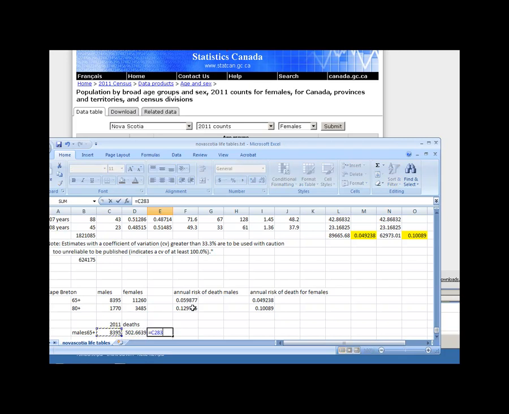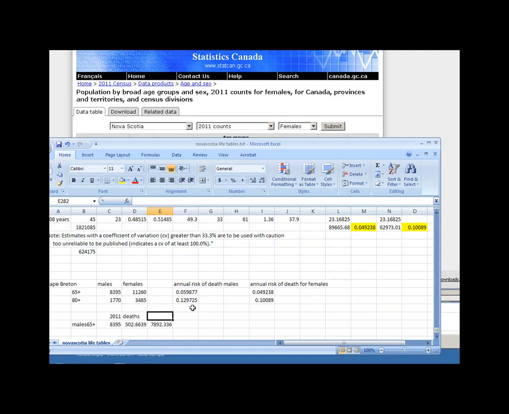So we take the survivors minus those that die, and this is who survives in 2012. The original 8,395 are now down to 7,892 survivors, who are now 66 and above. So actually the risk of mortality should increase slightly, but I'm going to ignore that for now. And equals this multiplied by the annual probability of death. And so this is how many deaths we have.